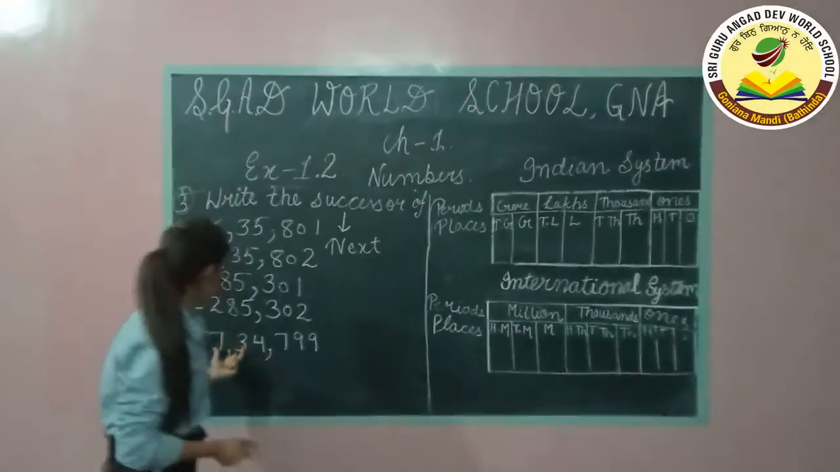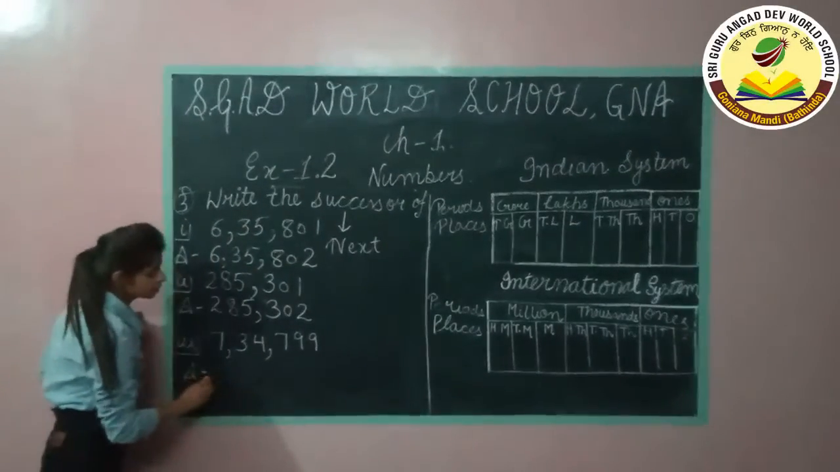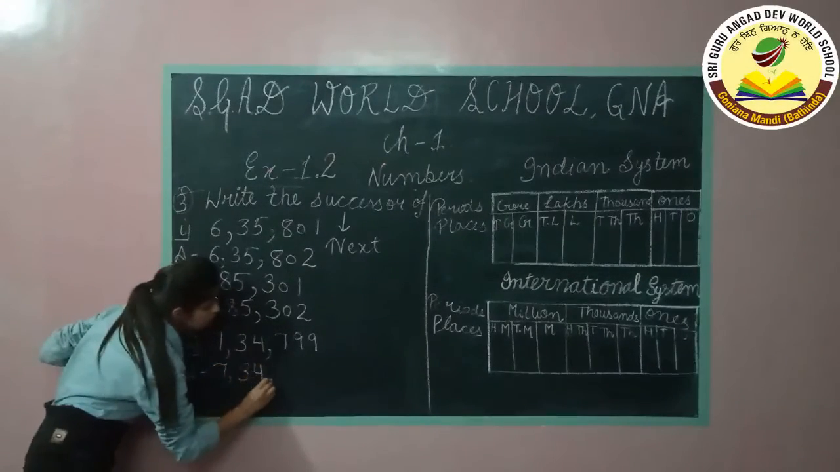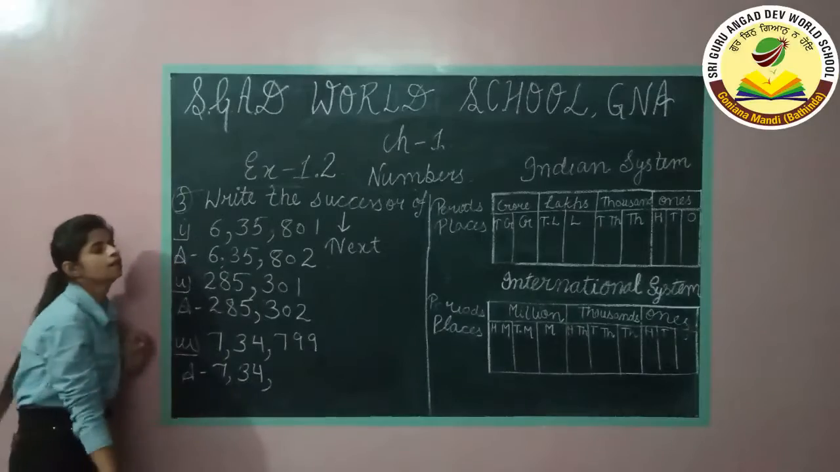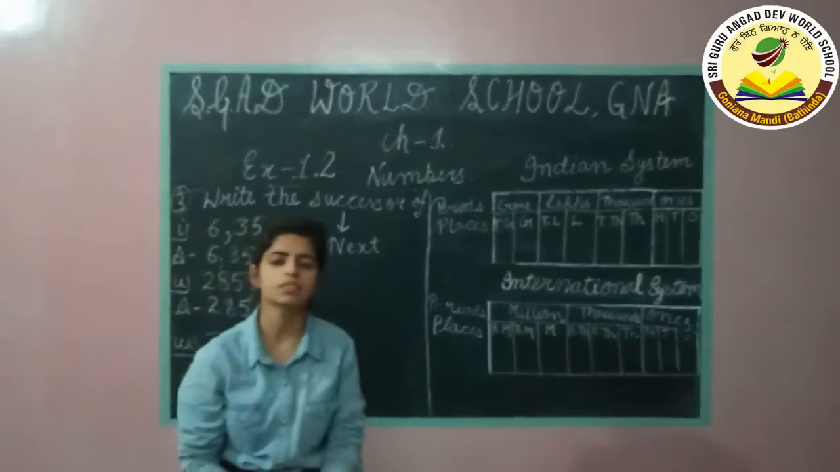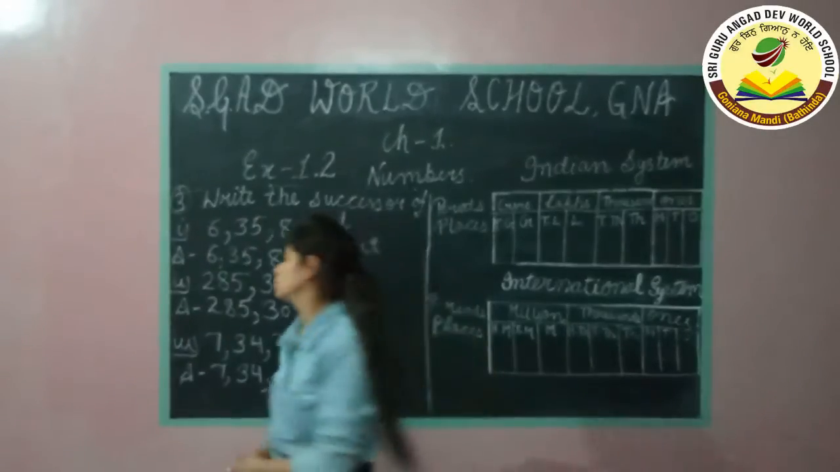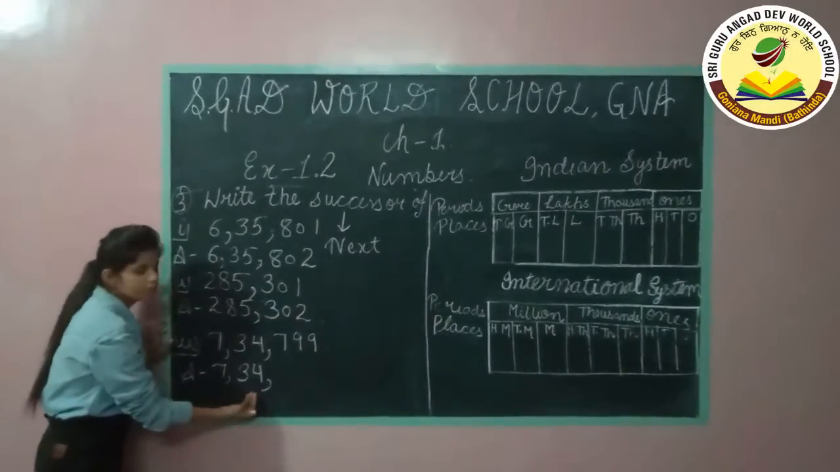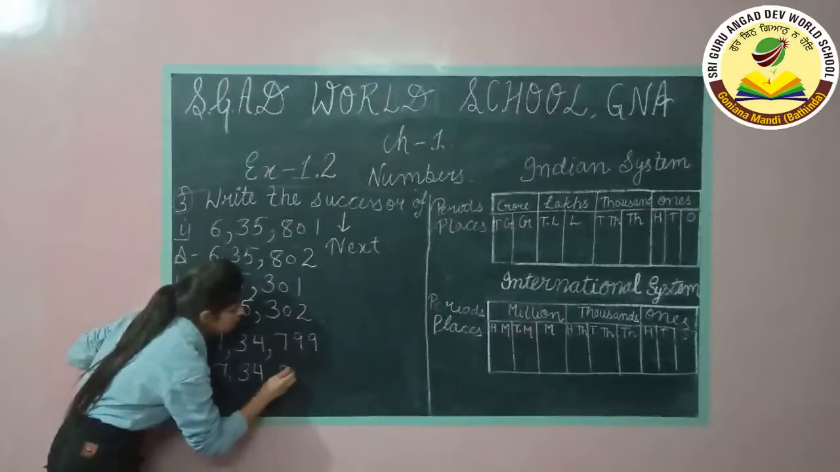In this one, 7,34,799, we write the successor. The next number after 7,34,799 is 800. So the successor of this is 7,34,800.